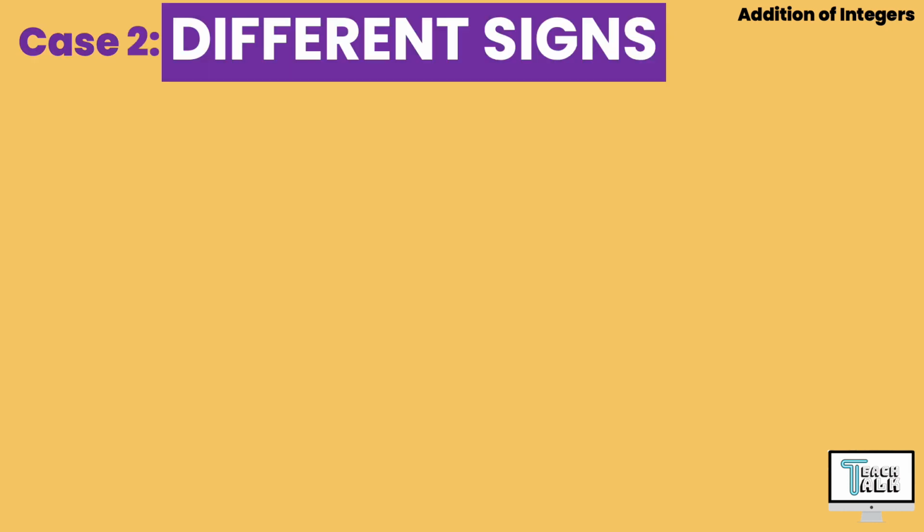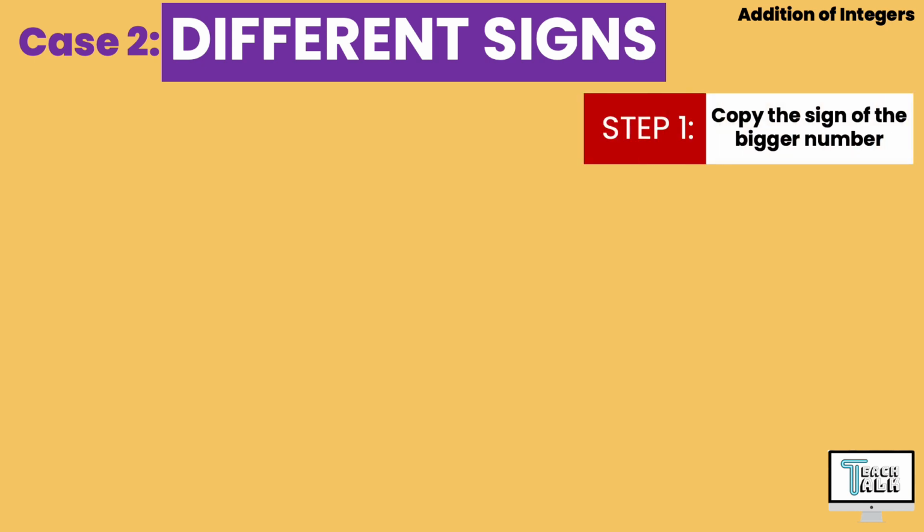Proceed naman tayo sa ating case 2. Sa case 2 natin, we have different signs. Magkaiba sila ng signs. Yung isa positive, yung isa negative. Or, yung isa negative, yung isa positive. We have 2 steps also to solve for this kind of case.